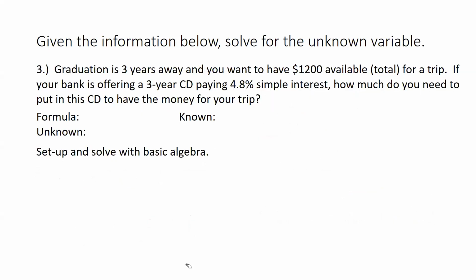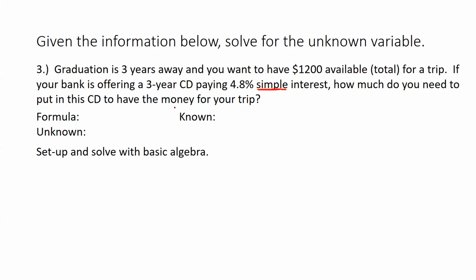Let's take a look at number 3. Graduation's 3 years away, and we want to have $1,200 available total for a trip. Okay, the trip is going to cost $1,200. If your bank is offering a 3-year CD paying 4.8%, simple interest. Read the problem. Simple interest. Okay. How much do you need to put in this CD to have the money for your trip?